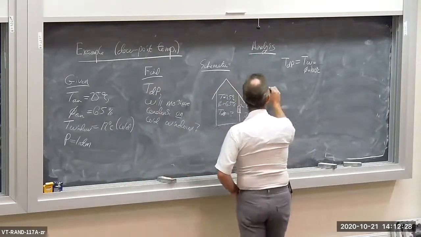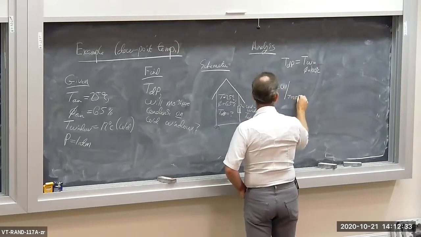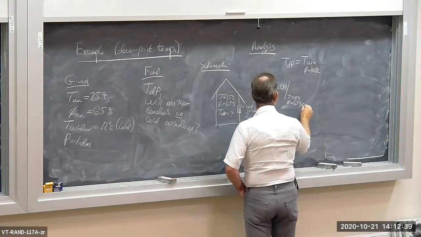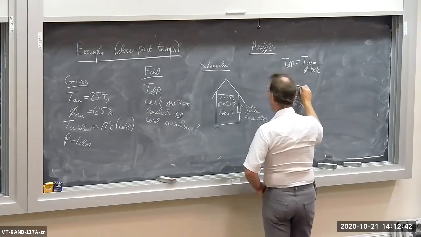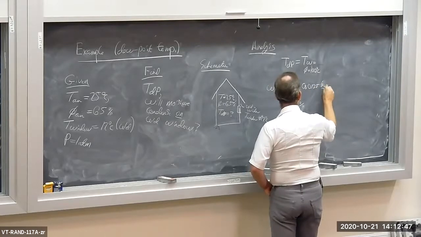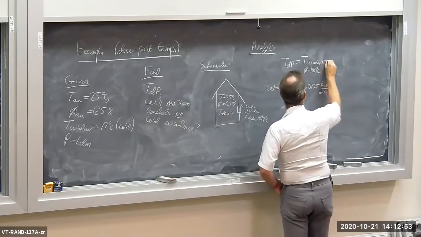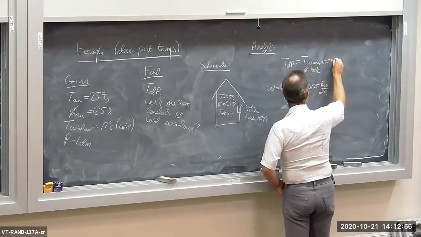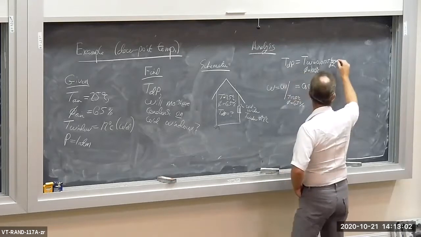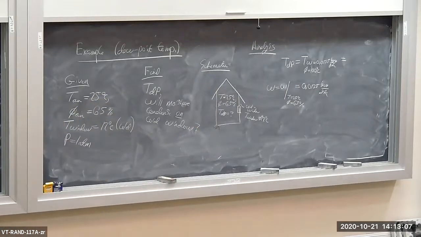So omega is equal to omega evaluated at a temperature of 25 degrees C and a relative humidity of 65%. And it's equal to 0.0135 kilograms of H2O per kilogram of dry air. So I'm going to write that right up here, 0.0135 kilograms of H2O per kilogram of dry air. That's the absolute moisture content of my air in the house, okay?